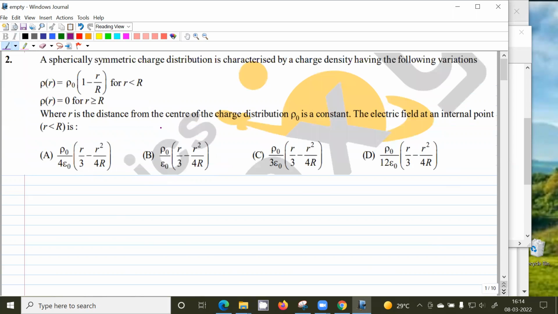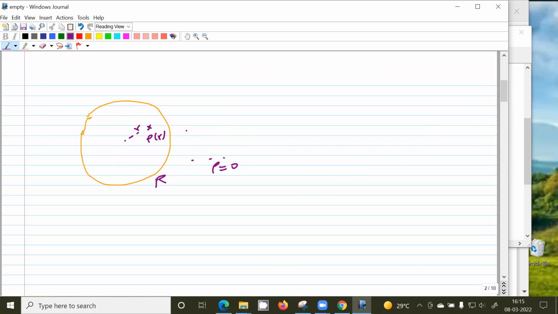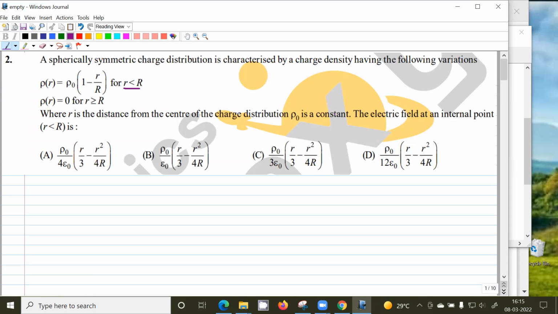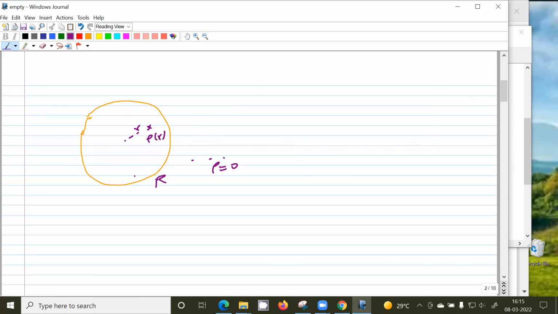It's a solid sphere. Hollow sphere means there won't be any charge inside the sphere, no, sir? Yeah. Charge is there everywhere inside, R less than R. Because rho is given as a function of R, you have to find the electric field at a distance R. You will find the electric field at this point R.